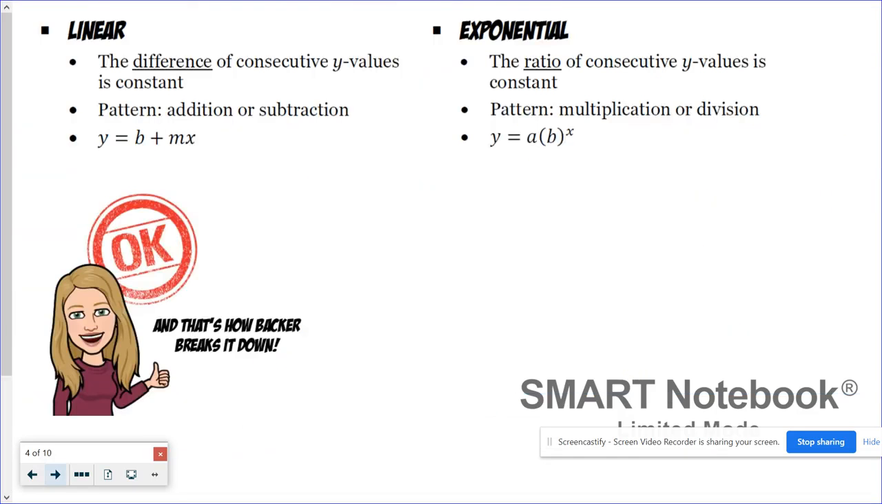And so here, these are the basics of linear versus exponential functions. Linear functions, the difference of the consecutive y values is constant. The pattern is addition and subtraction, and we can write linear functions of the form y equals mx plus b. Exponential functions have a constant ratio. The pattern that we see is multiplication or division, and we write exponential functions in the form y equals a times b to the x power.